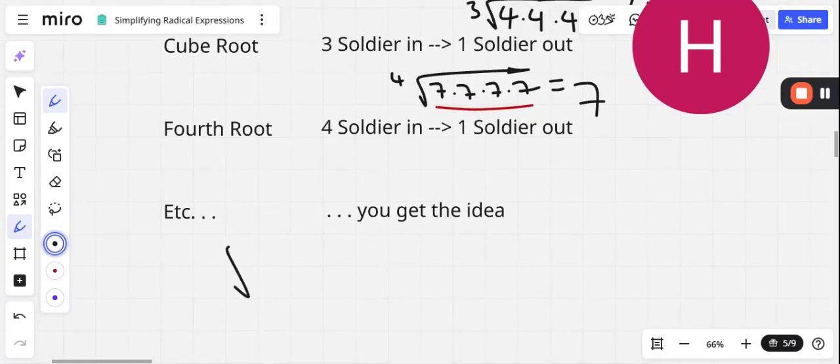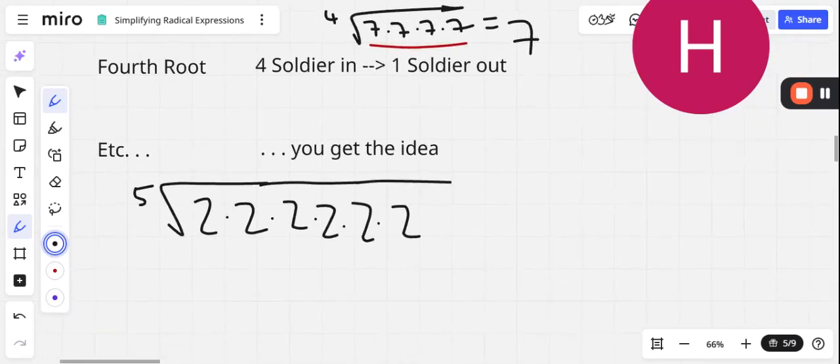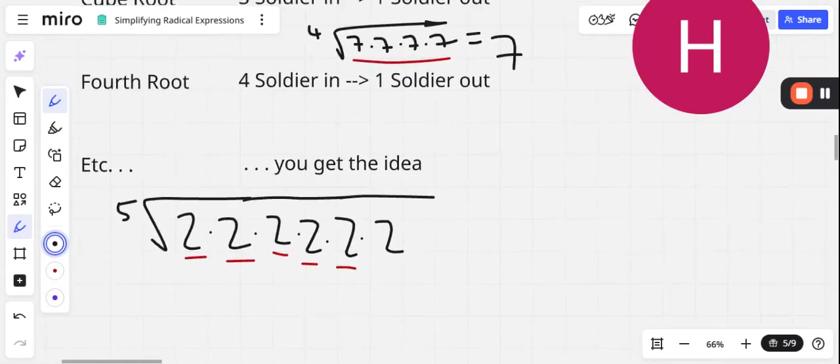And it goes on. You get the idea. If I had a fifth root, I would need 5 soldiers to battle it out. So I would need like 2 times 2 times 2 times 2 times 2. But the question here that I want to pose is, what happens if we don't have 5, or if we have more than 5? This tells us how many soldiers go in and battle it out. Well, we'll just take the first 5 in line. Those are kind of the unlucky ones that battle it out.